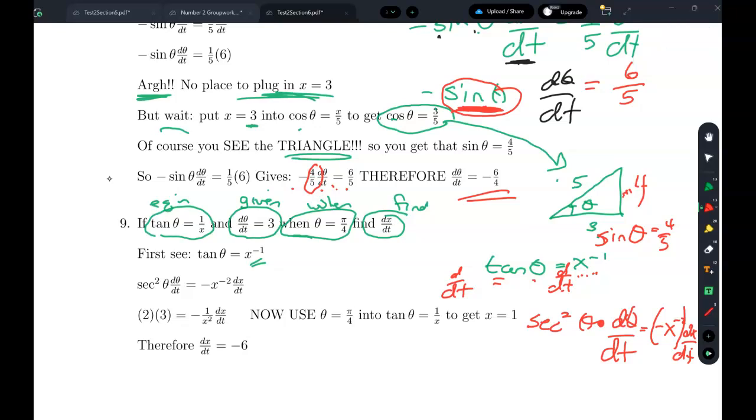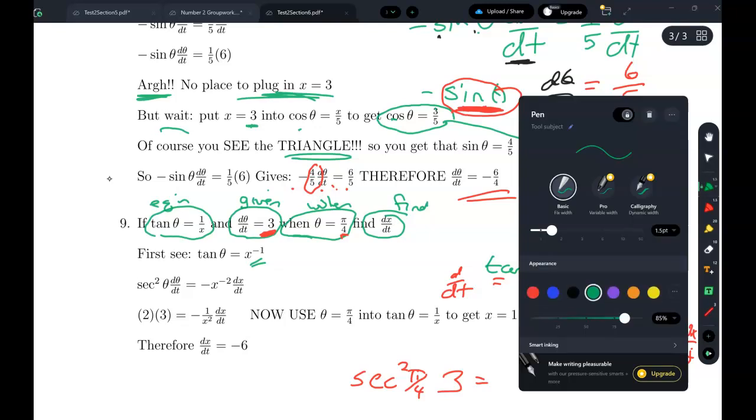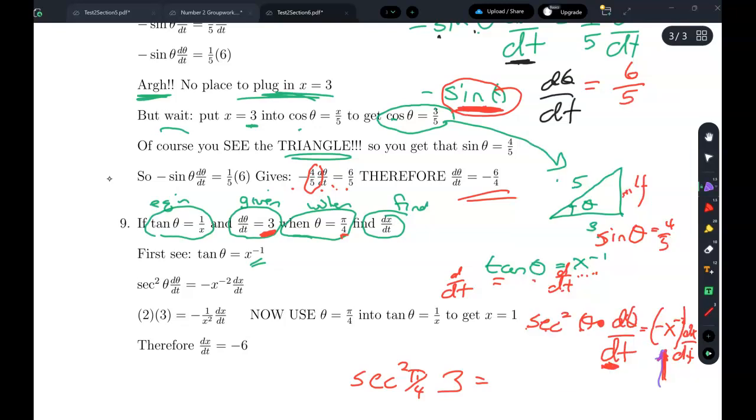Okay, so let me just write it over here and see what I can plug in. So this is saying d theta over dt is 3. Okay, so I'll put that 3 in. Secant squared of theta, oh yeah, secant squared of pi over 4 equals, and I'm just going to rewrite this term here as the fraction that it is, right? So this is like saying negative 1 over x squared, right? Times dx over dt, and that's what I'm trying to find, so that's okay that that's there.